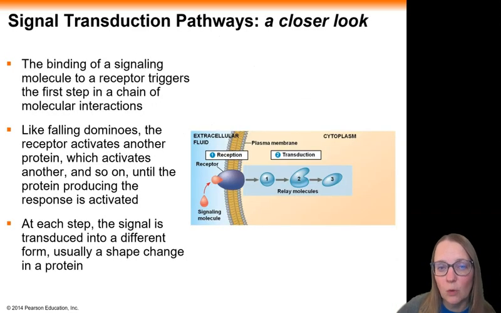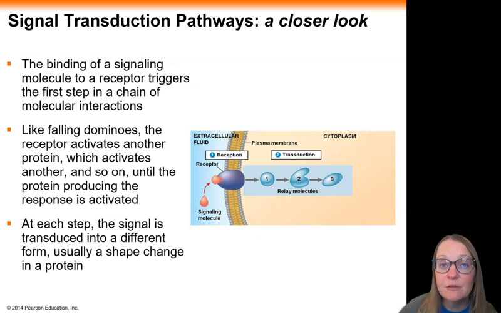All right, so just one more look at these signal transduction pathways. Again, you're going to have the signaling molecule that has already bound to the receptor. The receptor changed shape as part of step 1, reception. And then, like falling dominoes, the receptor activates the first molecule, which activates the next molecule, which activates the next molecule. And in this example, there are 3 relay molecules, but ultimately, depending on the pathway you look at, there could be more or less of those relay molecules involved in getting to the final endpoint, which is that cellular response.